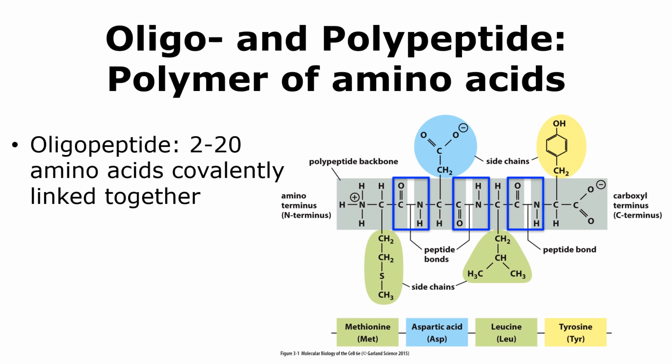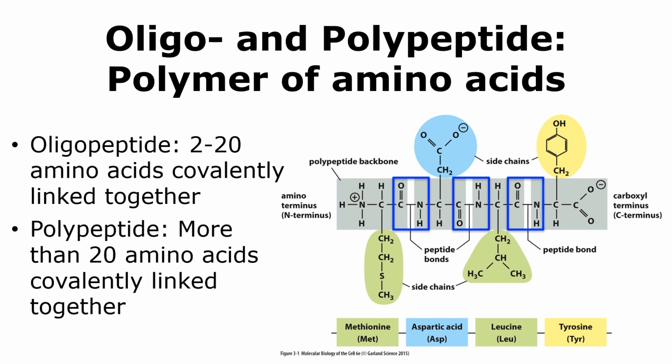In between, we are able to see the peptide bonds that are linking the amino acids together in a covalent manner. When we have more than 20 amino acids covalently joined together, then we are able to obtain a polypeptide. The polypeptide will also have an amino terminus, where there is a free amino group, and a carboxyl terminus, or the C terminus, where we have a free carboxylic acid group.